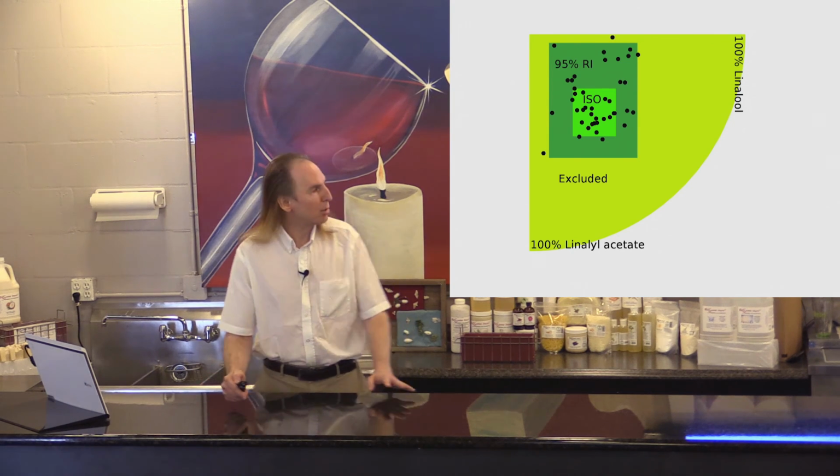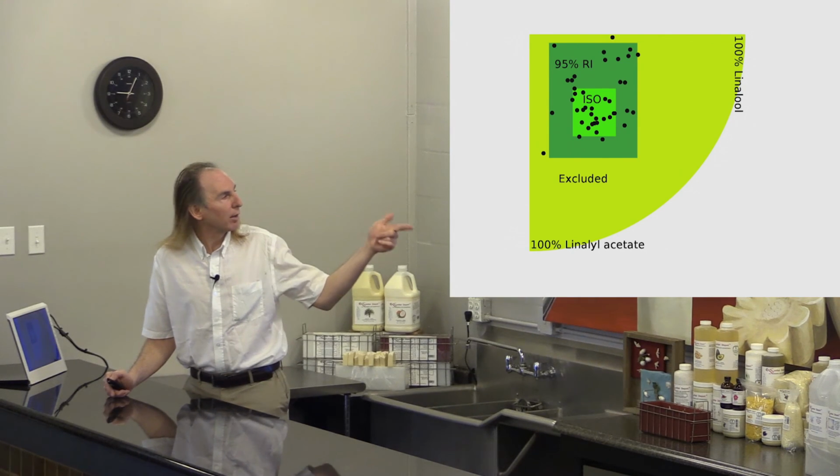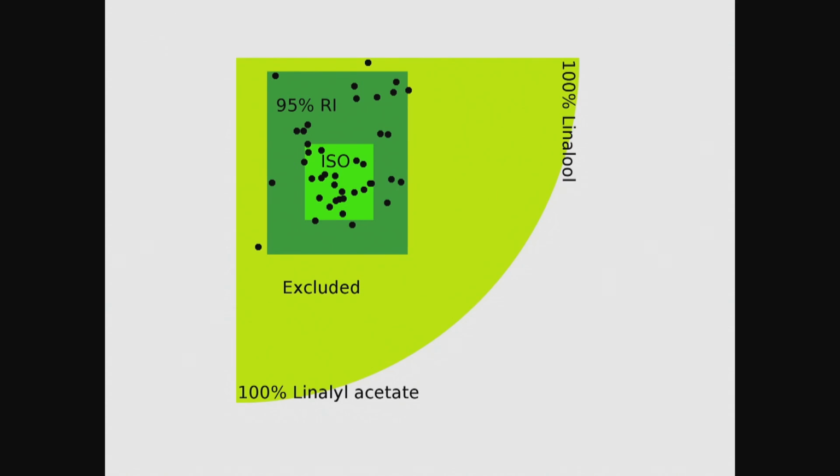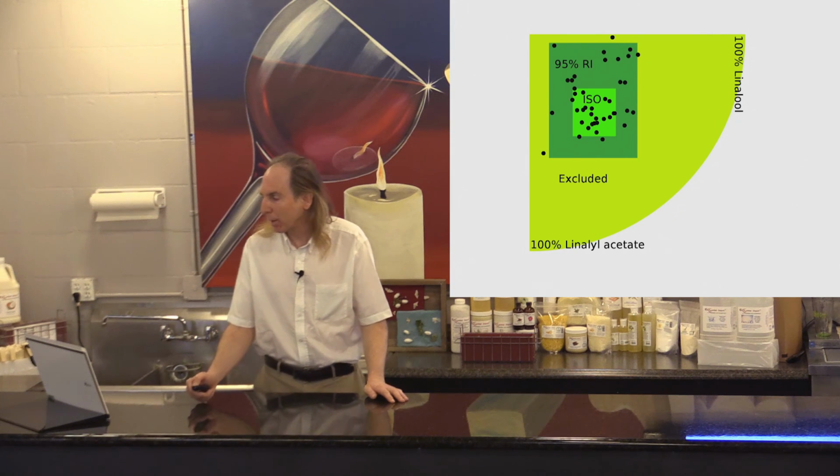Now imagine this is a two-dimensional graph. It's got linalyl acetate versus linalool. Imagine now a 12-dimensional graph, because we don't just look at two components. We look at 8 or 10 or 12 different components. So I'm going to give some examples now.